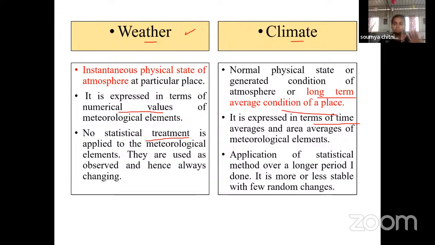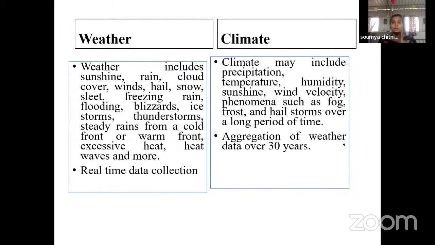But in case of climate, we usually use statistical methods to have a consolidated idea about it. Say for example, if you're talking about rainfall for the past 30 years in Rahuri itself, it may vary, right? One year you may have better rain and the second year you may not have a good rain. So combining the rainfall for 30 years and applying statistical methods or tools to have a consolidated idea, we use this for a longer period. These are the basic differences I wanted to tell you.